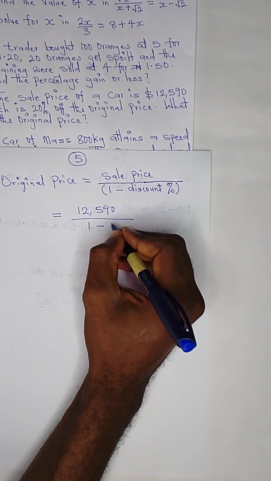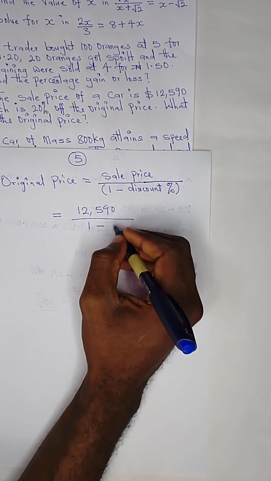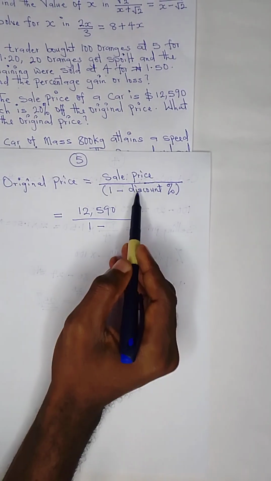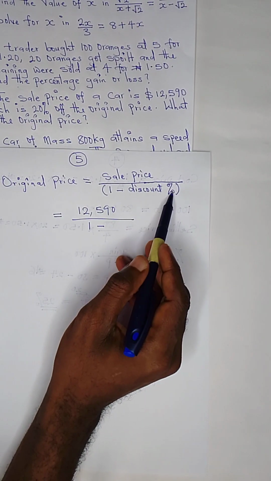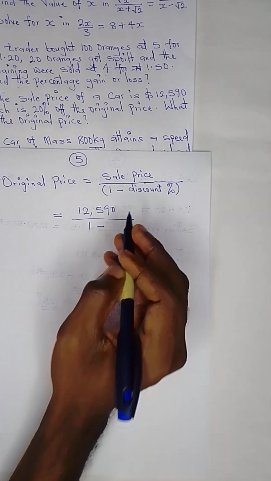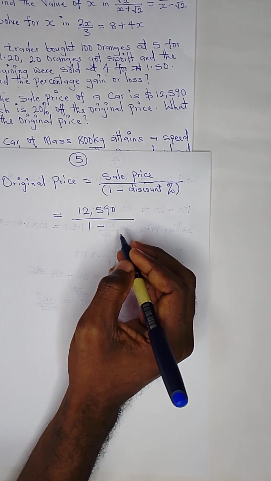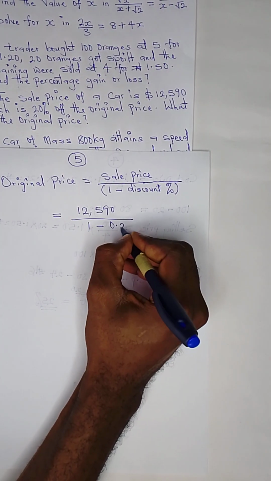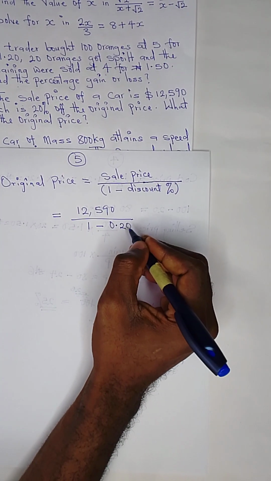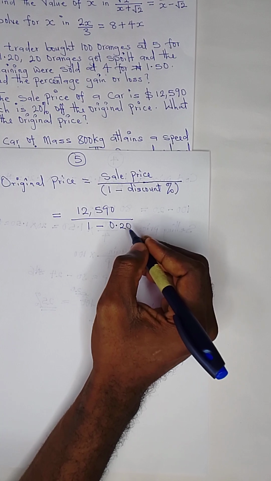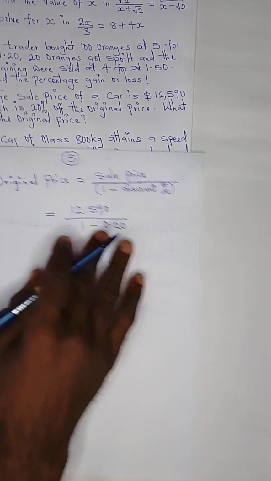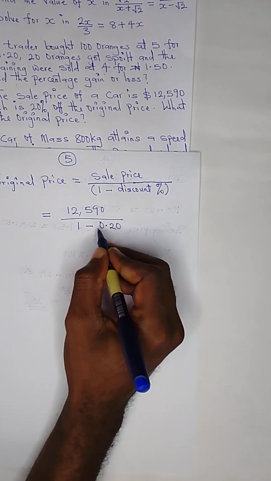20%. So 20% means 20 divided by 100. Percentage is expressed as over 100. So the discount percent is going to be 20 divided by 100. If you divide 20 by 100, you are going to get 0.20, or 0.2.